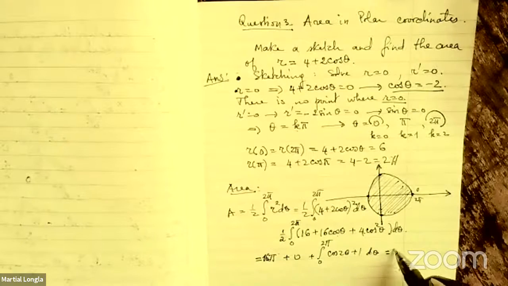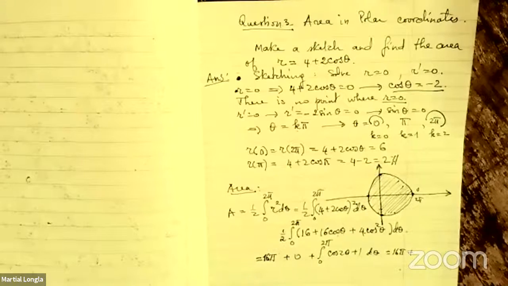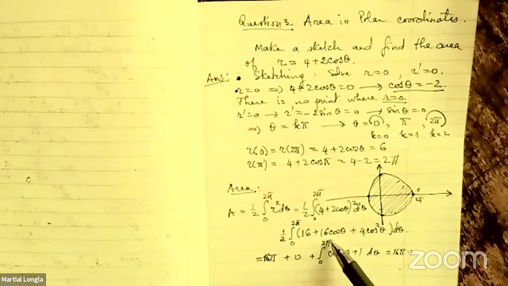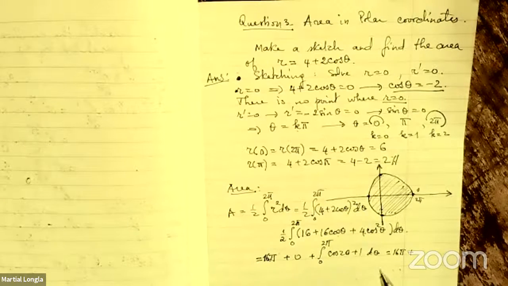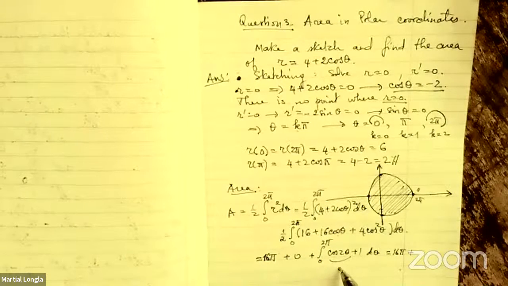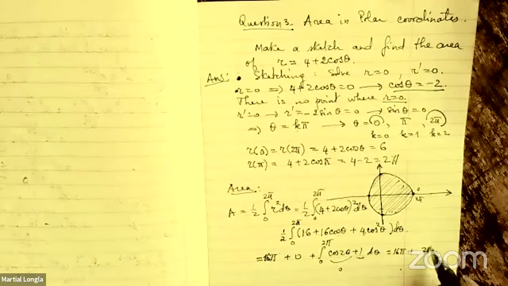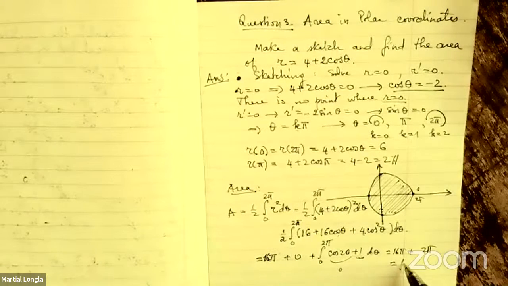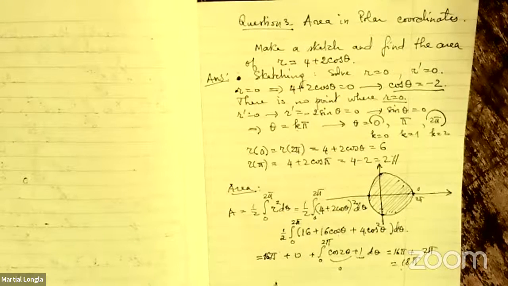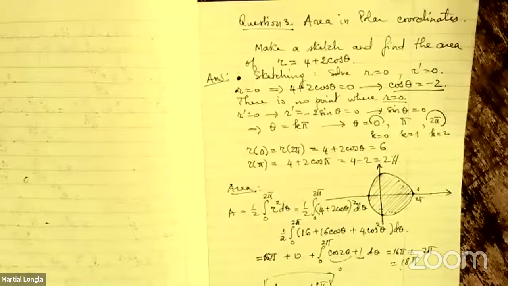And so you get 16 pi plus the integral of cosine, which is sine, and when you plug in the two boundaries, you get 0. So the integral of this part is 0, and the integral of 1 is going to give you 2 pi. So the answer is 18 pi. So the area of that curve is 18 pi. Questions?